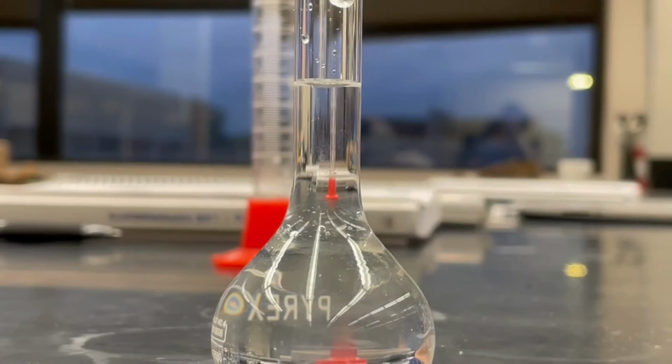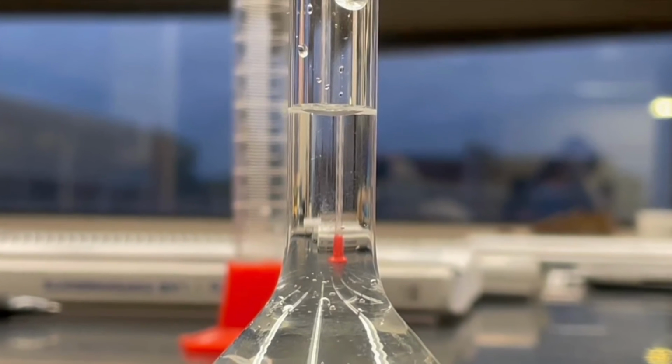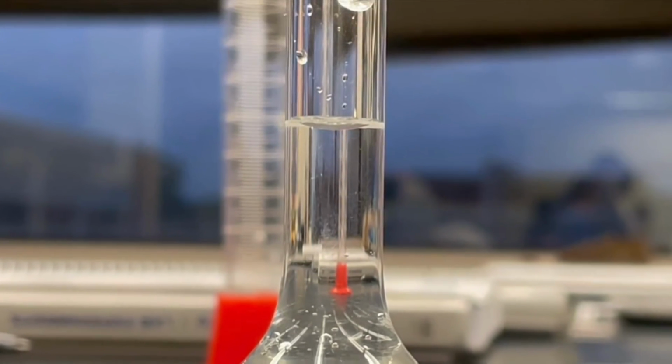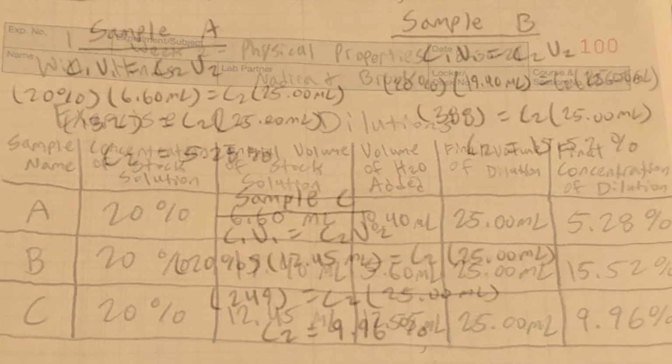As you can see, the meniscus of our dilution matches with the flask's graduation mark, thereby confirming that our final volume is equal to 25.0 milliliters. Now that we have successfully created a dilution, we need to calculate its concentration using the dilution equation and the values we noted in our lab book throughout the experiment.